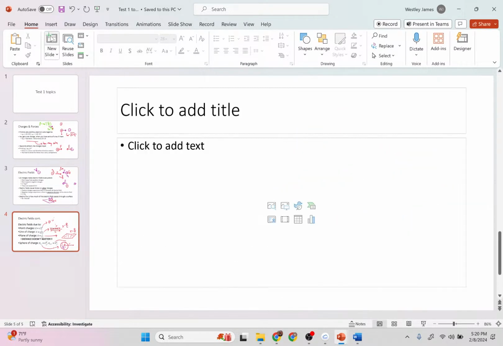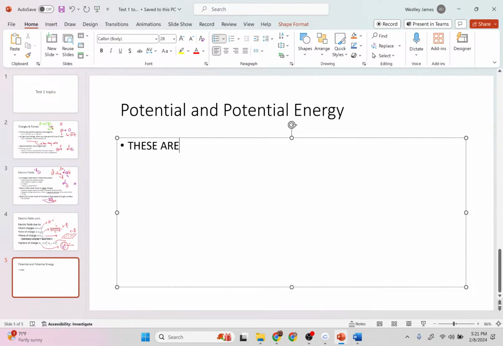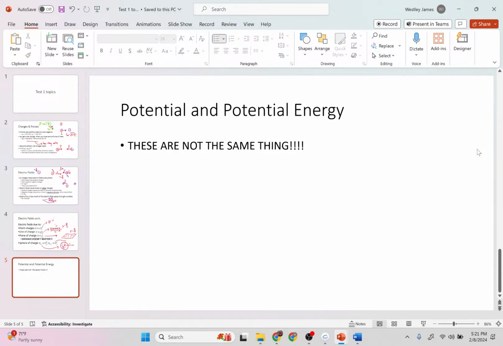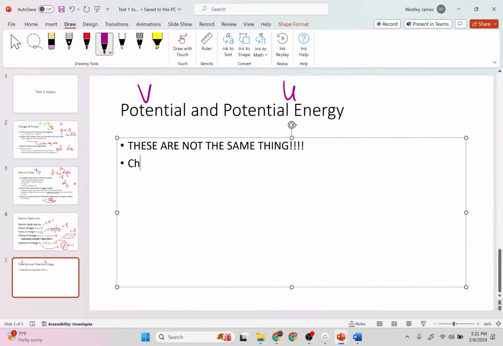Next, potential and potential energy. 2 different things. First things, these are not the same thing. I've said it a million times, so therefore I hope no one will make this mistake. Guarantee you someone will make this mistake. They are not the same thing. Potential energy is U. Potential is V for voltage. Not the same thing.